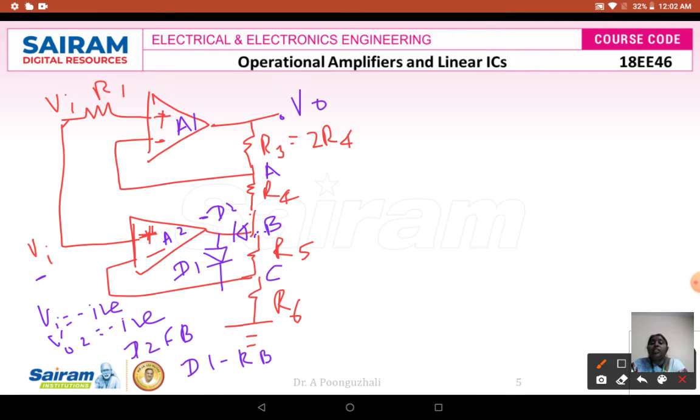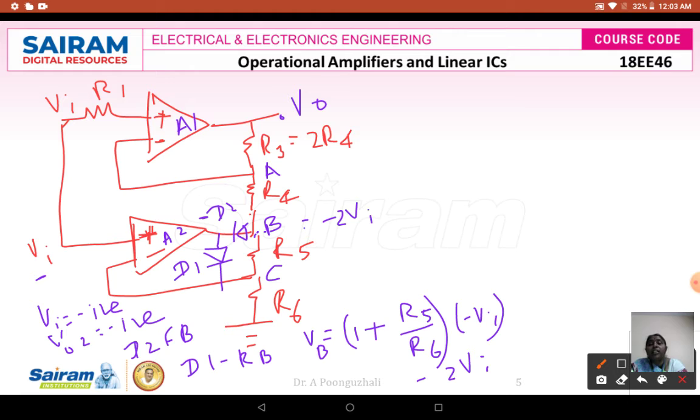The output voltage I am going to get here is, it is going to act like a non-inverting amplifier. The voltage at your VB is going to be 1 plus RF, the feedback resistance R5, divided by R6, the input resistance, into your minus VI. So if my R5 is equal to R6, then in that case it is going to be minus 2 VI. So the voltage at this terminal B is going to be minus 2 VI.